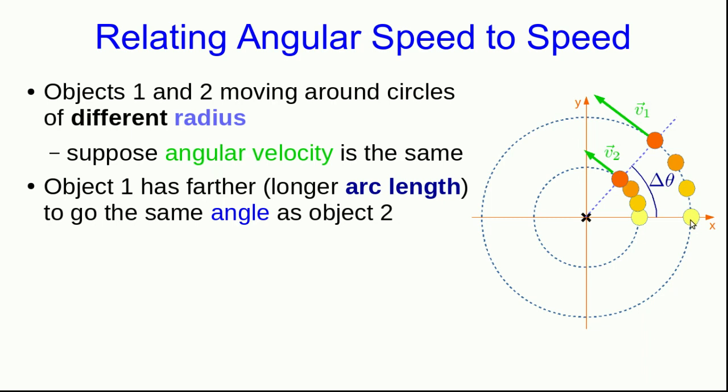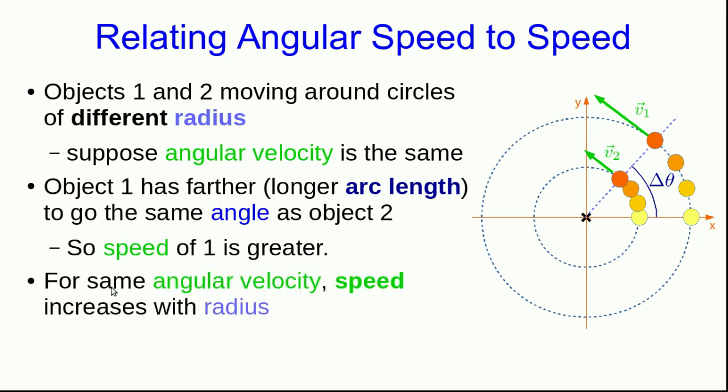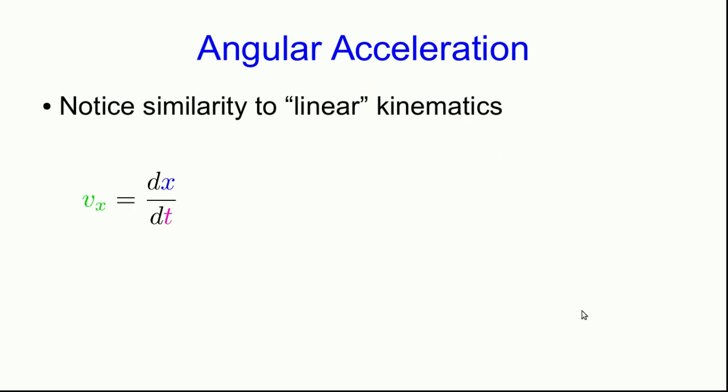In other words, if you lay a measuring tape along this curve, you're going to find that it's longer than this curve to go the same angle in the same time. And so that tells us that object 1 is going faster. Its speed is greater because it covered a larger distance in the same time. And so we see two objects with the same angular velocity will have different speeds, and that speed increases with radius.